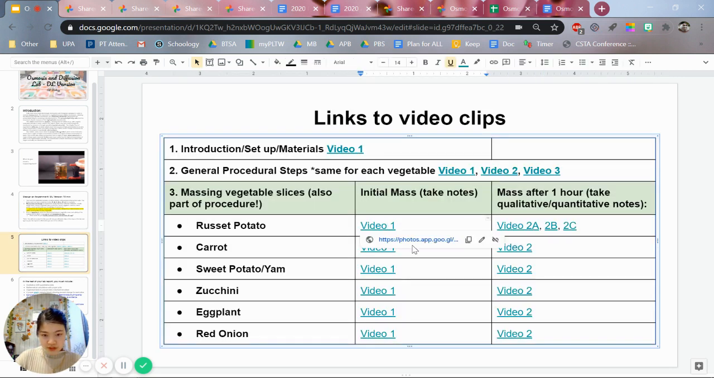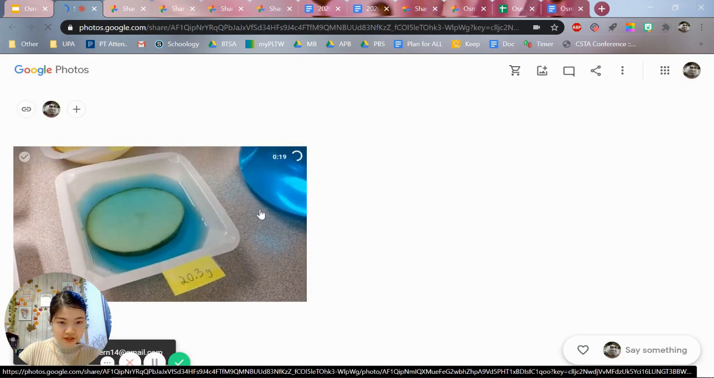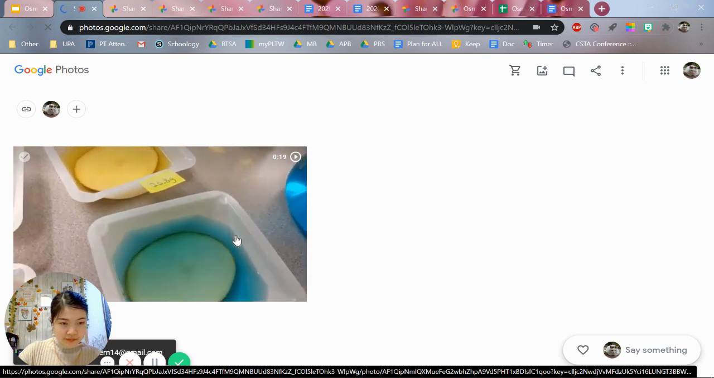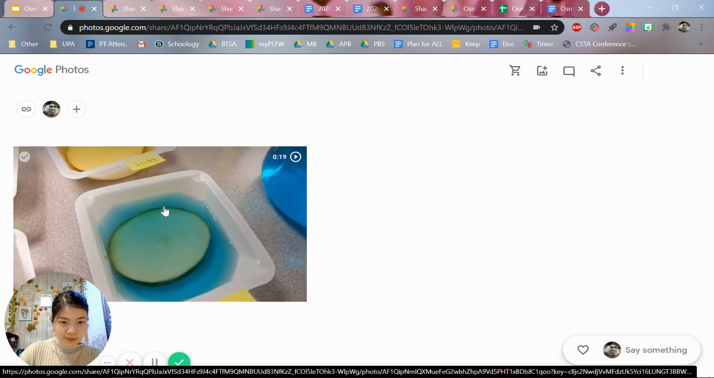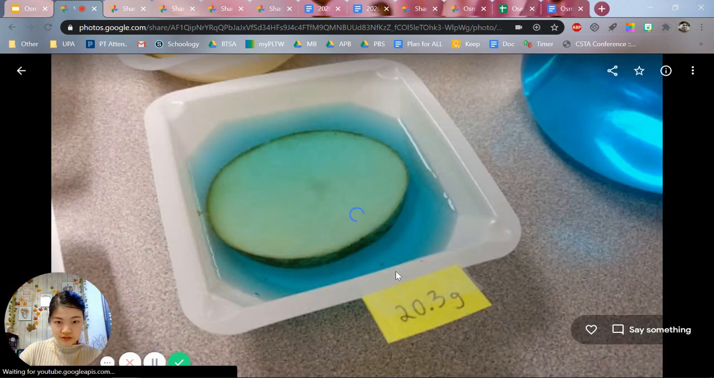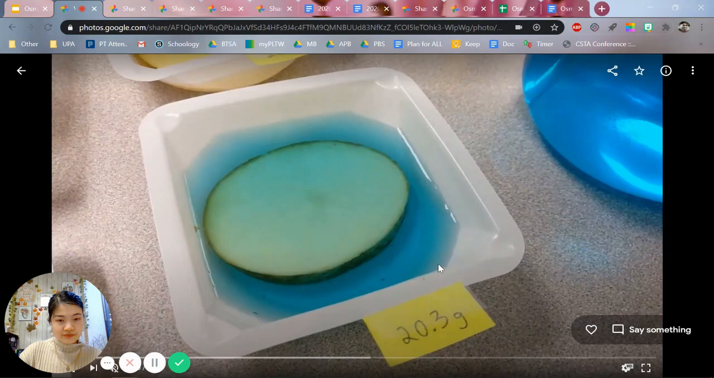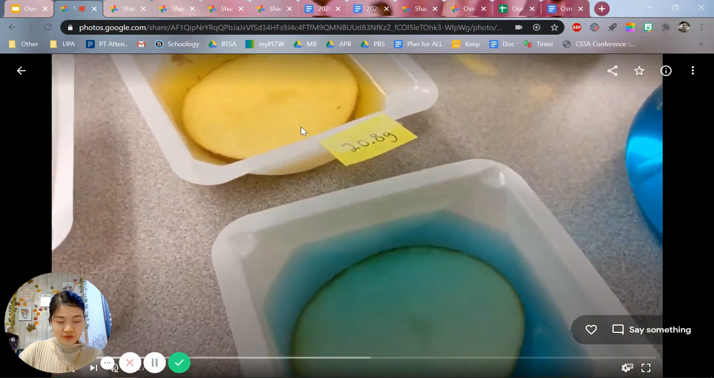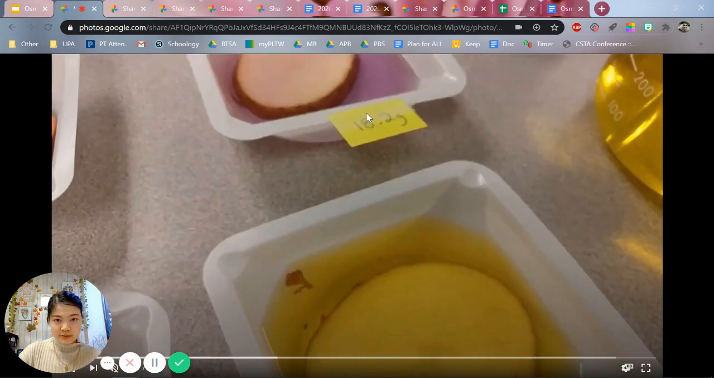And let me show you what the russet potato looks like. This is my first initial setup, so this is the one that looks really weird. Here I'm showing the different masses of the different slices. If I click on this, you can actually watch the video. And I just go up the column, and you can see the different colored solutions, the potato slice, and how much it weighs.